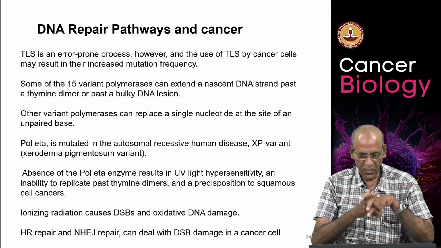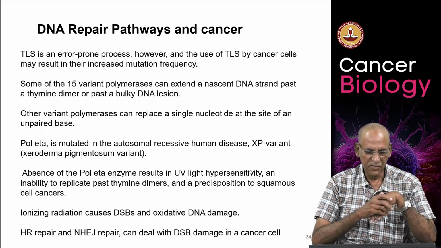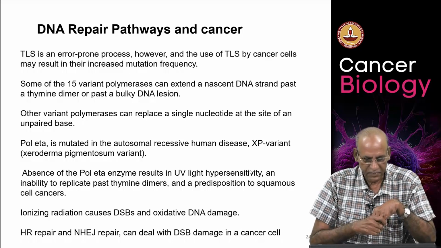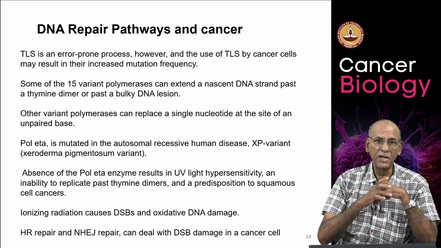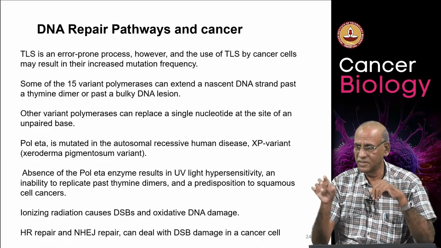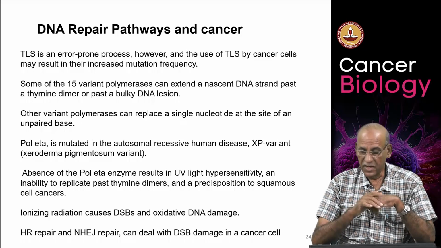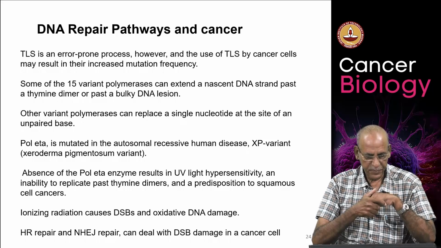The absence of the Pol-eta enzyme is one problem. It is not that that particular person was suffering from a Pol-eta problem, there may be a lot of other reasons, but I am just saying hypersensitivity, an inability to replicate past thymine dimers. UV rays cause thymine dimers, and that problem cannot be rectified if you have this Pol-eta mutation.